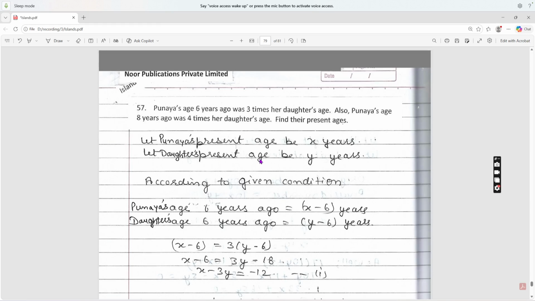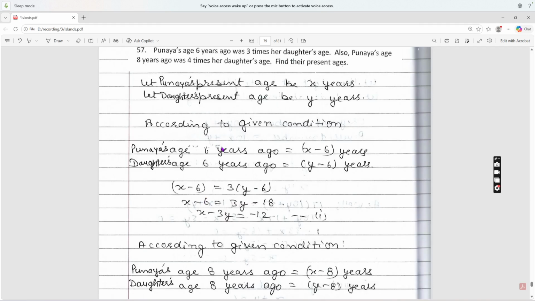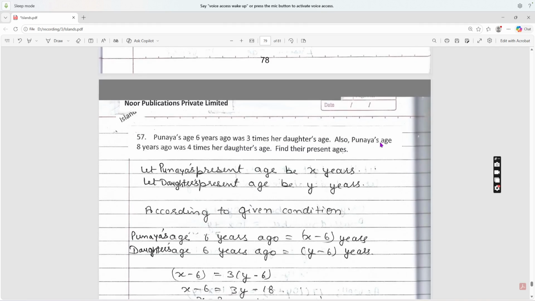Okay, now the next condition is that the ratio given is 4. But it is written Punya's age 8 years ago, so now we have to go back 8 years. What was the age of Punya 8 years ago? That was x minus 8. And her daughter's age 8 years ago was y minus 8, because their present ages are x and y. To go back 8 years, we subtract 8 from both respectively, so it will be x minus 8 and y minus 8.